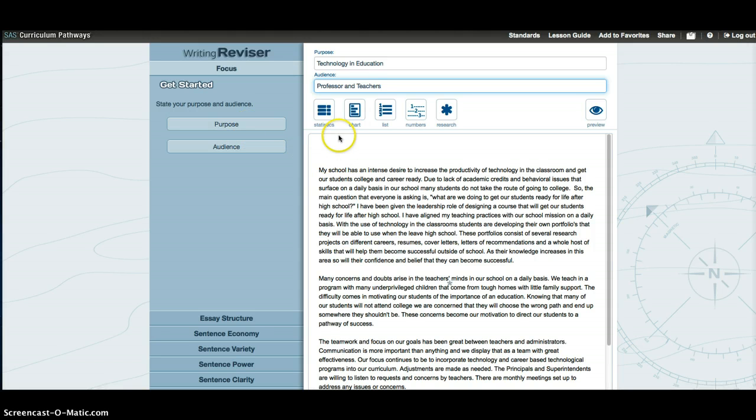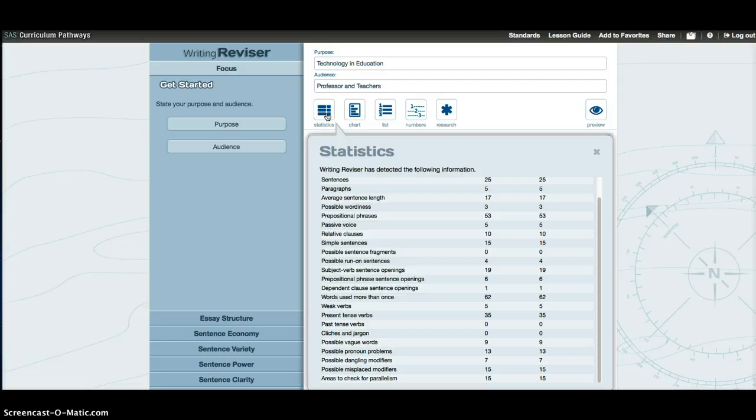All right, let's take a look at these icons above the essay. Let's analyze these real quick. The statistics, very important. After writing the essay or pasting it into the Writing Reviser, it breaks it down very nicely for us. And we can take a look at some areas in which we think maybe we can improve or change. Okay, so let's take a look at a couple of the larger numbers.